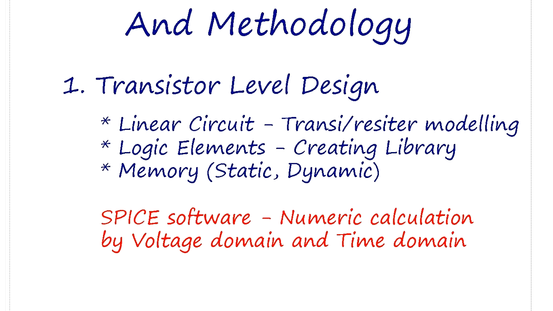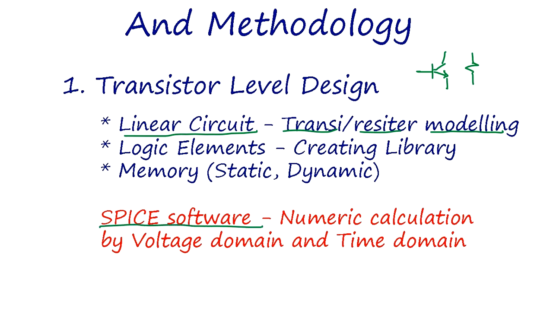The first kind of chip design is transistor level design, and it is like a linear circuit, transistor and resistor modeling. First, you have to use your particular IC fab process characteristic. You have to identify the characteristic of the transistor and the resistor, and you put that in SPICE software. The SPICE software takes this.